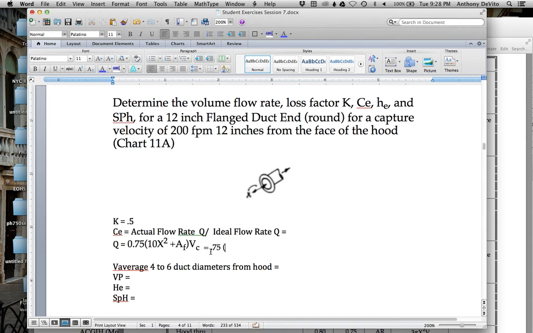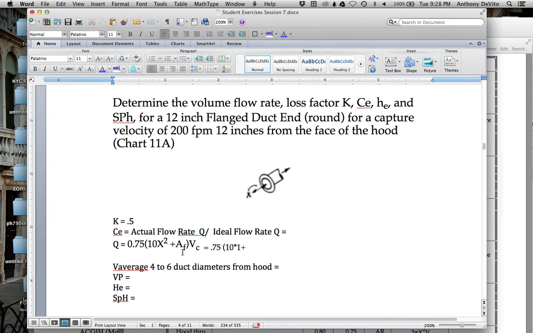times, okay, what are we going to put in there? 10 times the distance from the hood that we're measuring the capture velocity. Capture velocity at 200 feet per minute, 12 inches from the face of the hood. What are those units going to be for X? Going to be inches? Going to be feet, right? So I'm going to put 1 instead of 12 inches, right? Squared. 1 squared is 1, so I'm not going to bother with that.